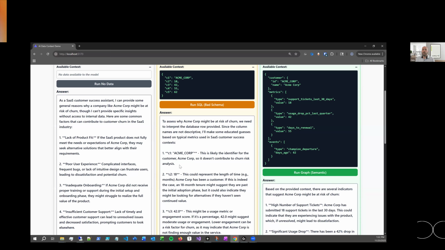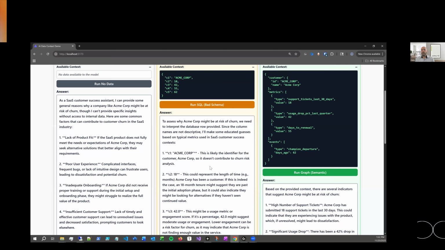And so, the guess is right that this is probably the customer, obviously, but here 18, this could represent the length of time Acme Corp has been a customer, but that's not true. We know it was support tickets in the last 30 days, right? And so it's completely speculating here. And if any of you are software developers or database developers, you know how bad column naming can be. It can be incredibly unintuitive.